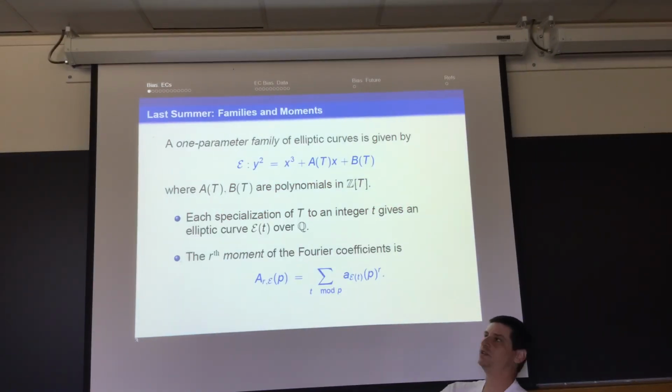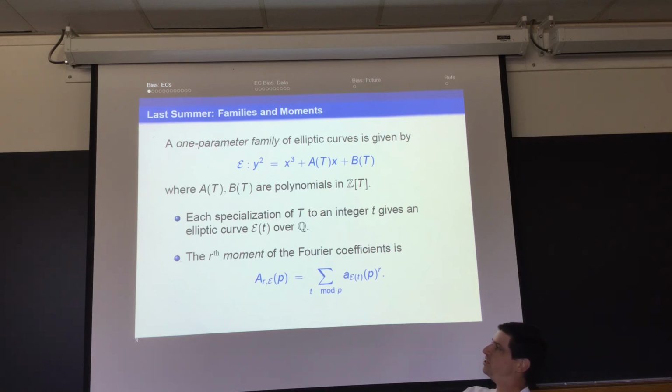So one primitive family of elliptic curves is something of the form x cubed plus a of t x plus b of t equals y squared, where a and b are polynomials with integer coefficients. Every time I choose an integer value for big T, I get a specific elliptic curve, at least so long as a certain associated quantity is nice. Every now and then you're going to have a degenerate elliptic curve. We're not going to really worry about that.